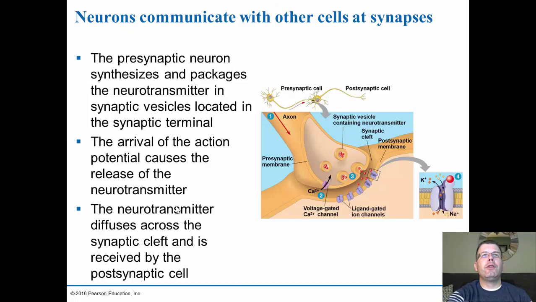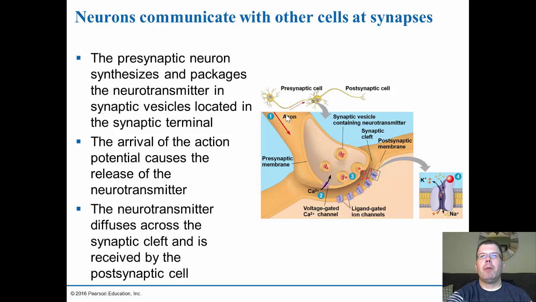Okay, so again, the presynaptic neuron synthesizes and passes the neurotransmitter through synaptic vesicles. That neurotransmitter is being made at the end of the axon. Once the action potential comes down, it triggers these synaptic vesicles to release by exocytosis, and the neurotransmitter will bind to these voltage-gated channels or receptors on the postsynaptic membrane. That triggers a response on the next neuron or muscle or gland to do what it's supposed to do. And again, the neurotransmitter diffuses across the synaptic cleft and is received by the postsynaptic cell.